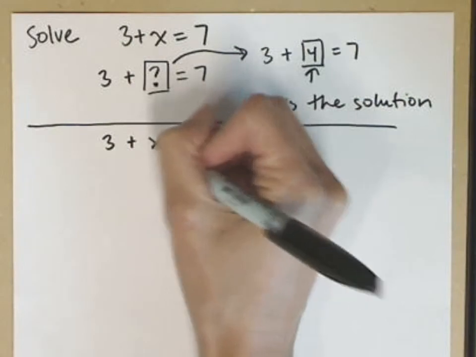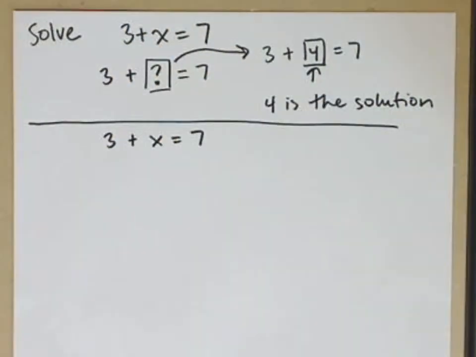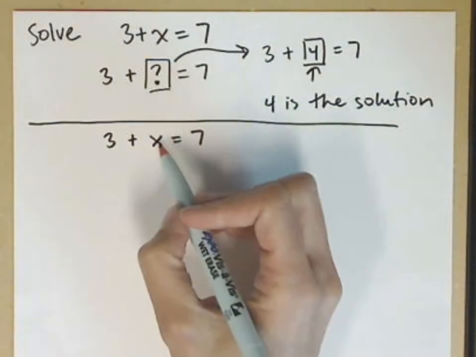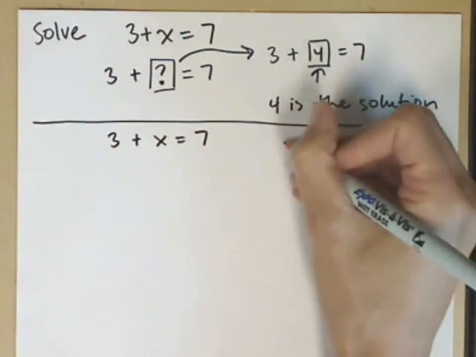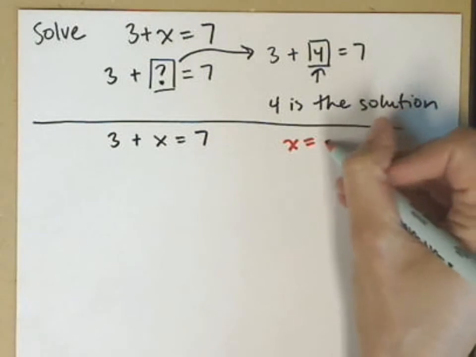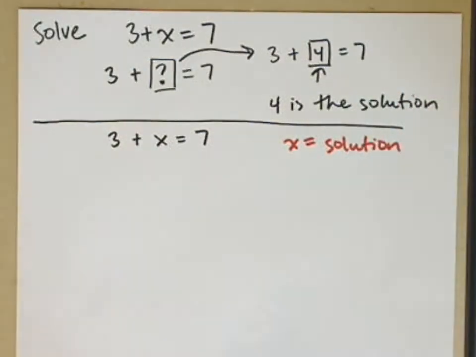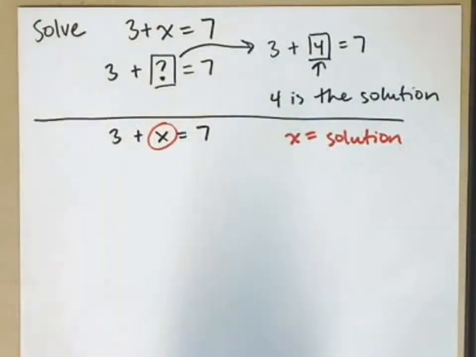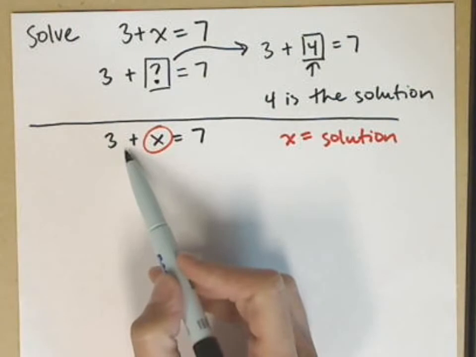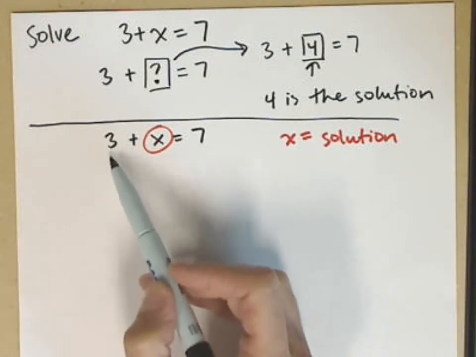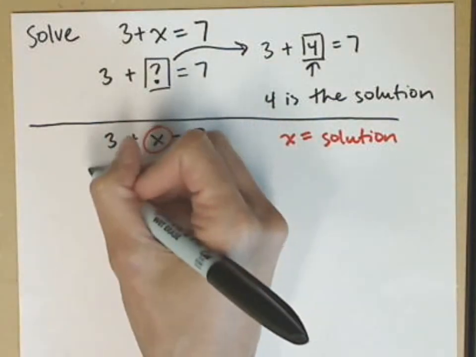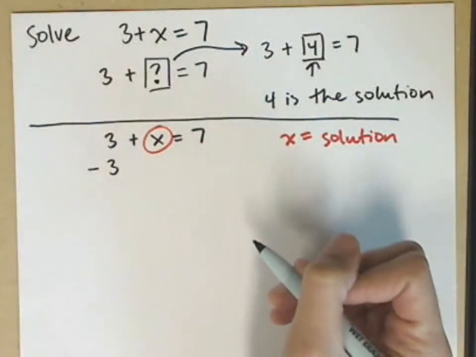3 plus x equals 7. What I want to do is get the x by itself, because if x was by itself, I would read this as x equals the number over here, and that number would be the solution. So I want to isolate the x. Well, I see that x has a 3 that's added to it. I want to undo this addition by 3. The opposite of addition is subtraction.